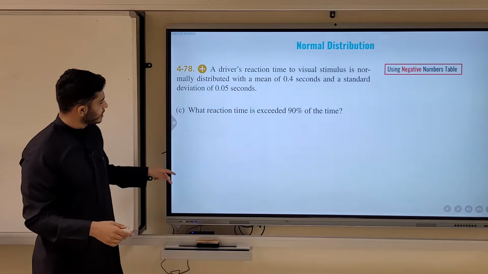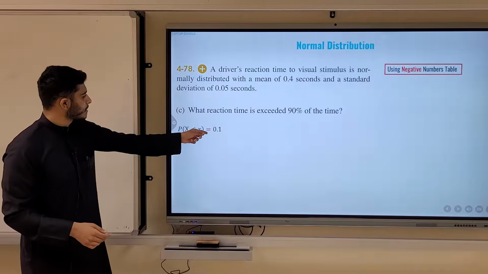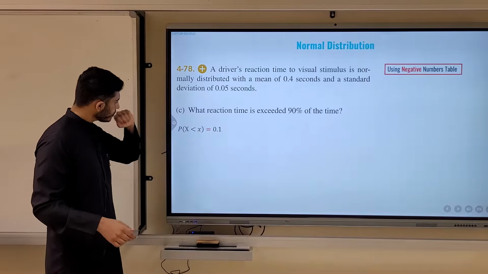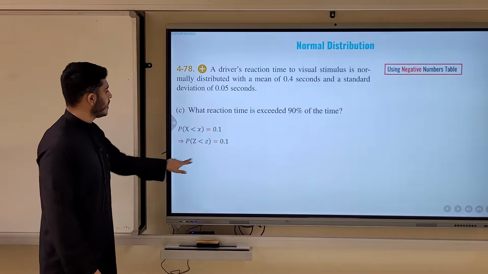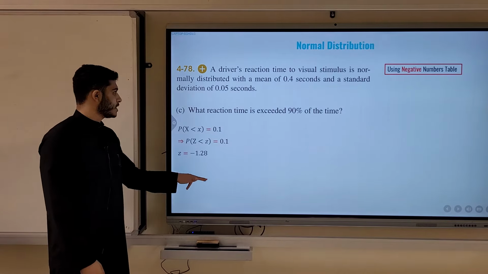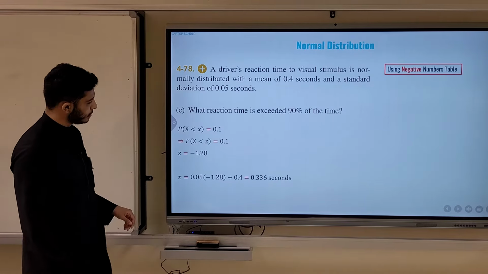So how to find it? Using this expression here, bottom 10%, 0.1. Standardize it first, then find the value for Z, do the reverse standardization, and you should end up with the answer at last.